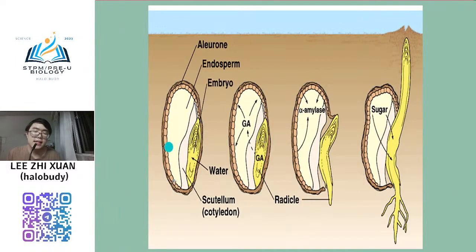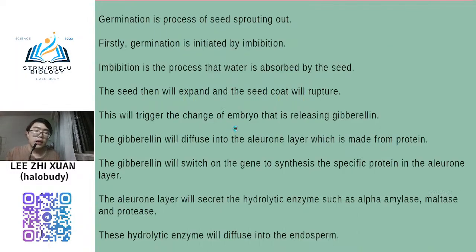So you can see here where the water is already coming into the seed. The seed is starting to absorb the water. The embryo is starting to release the gibberellin, and this gibberellin will diffuse into the aleurone layer to switch on genes to synthesize specific proteins in the aleurone layer.